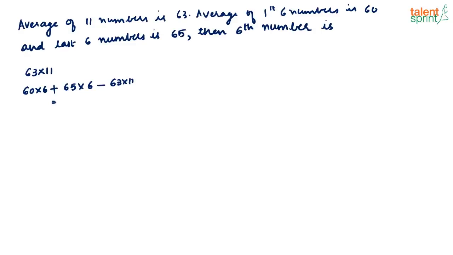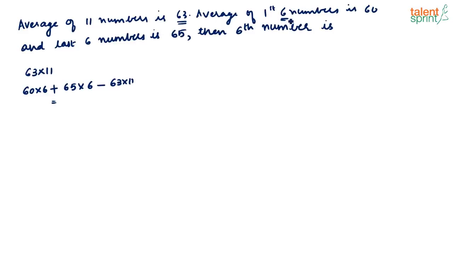What is given? Average of 11 numbers is 63, and average of the first 6 numbers is 60. So when you look at the first 6 numbers, what was the actual average? The actual average was 63. Now when you take the average of the first 6 numbers, there is a deviation of -3 from the actual average. So each number, when you consider these first 6 numbers, has deviated by -3 from the actual average.